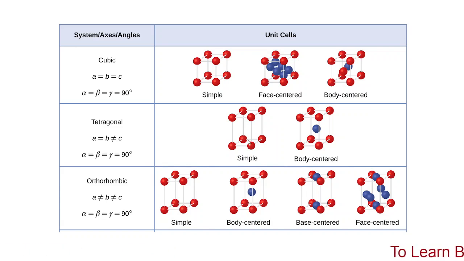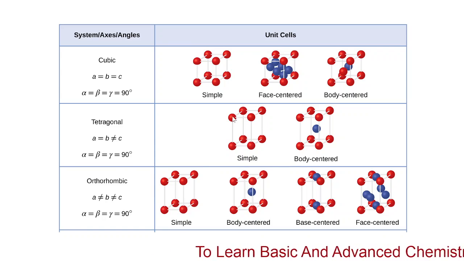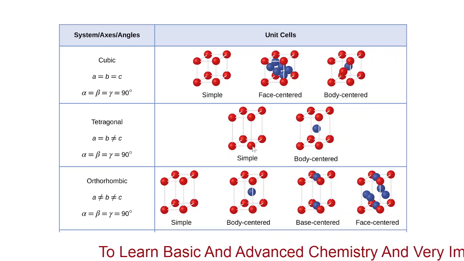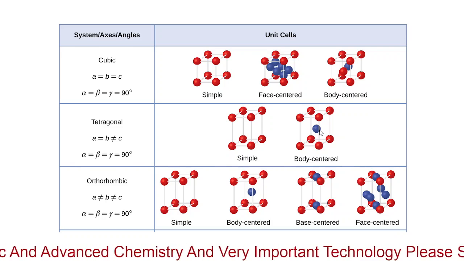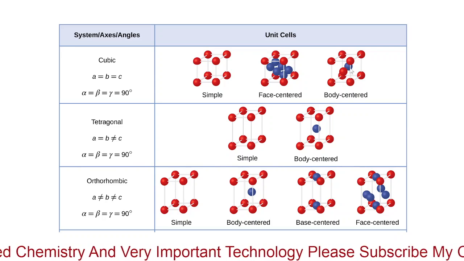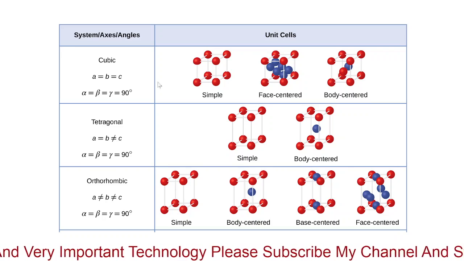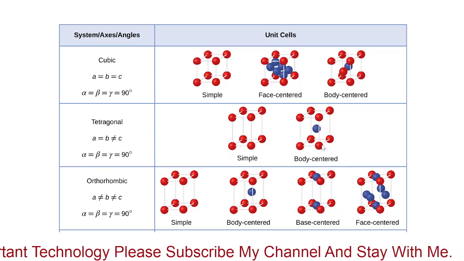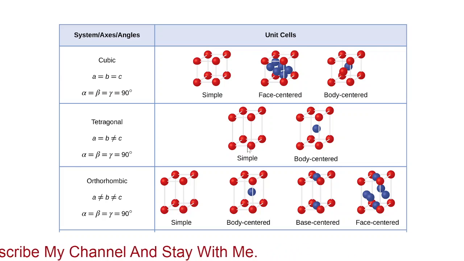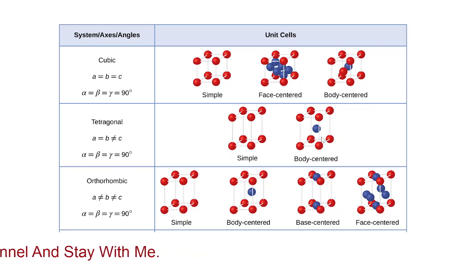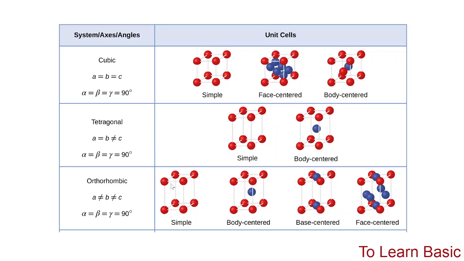Tetragonal we have already mentioned. We can have two different types of tetragonal. Simple means all the corners contain only one atom. Then if we have one atom at the center, that is body centered cubic, and this is body centered tetragonal. So we can have two types of tetragonal shape: simple tetragonal and body centered tetragonal.